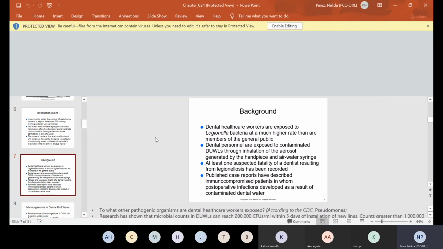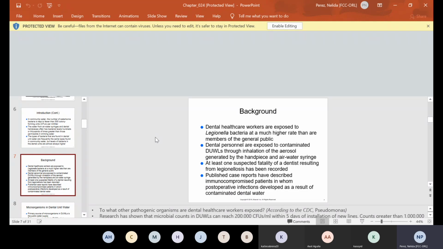So dental healthcare workers are exposed to Legionella bacteria at a much higher rate than are members of the general public. Dental personnel are exposed to contaminated DUWLs through inhalation of the aerosol generated by the handpiece and air water syringe. So this is why it's important for us to wear our mask at all times. At least one suspected fatality of a dentist resulting from Legionella has been recorded. Published case reports have described immunocompromised patients in whom postoperative infections develop as a result of contaminated dental water.